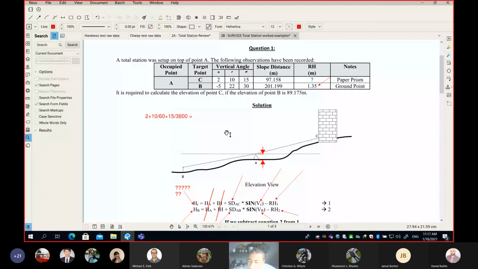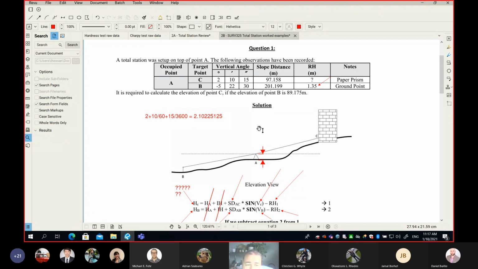And this simply will give you 2 point something, not 2.00, let's say 2.1, any number, right? And you will simply find the answer for this one. So this is how you transform your angle from degree, minute, second into decimal. And by the way, you don't need to do that.